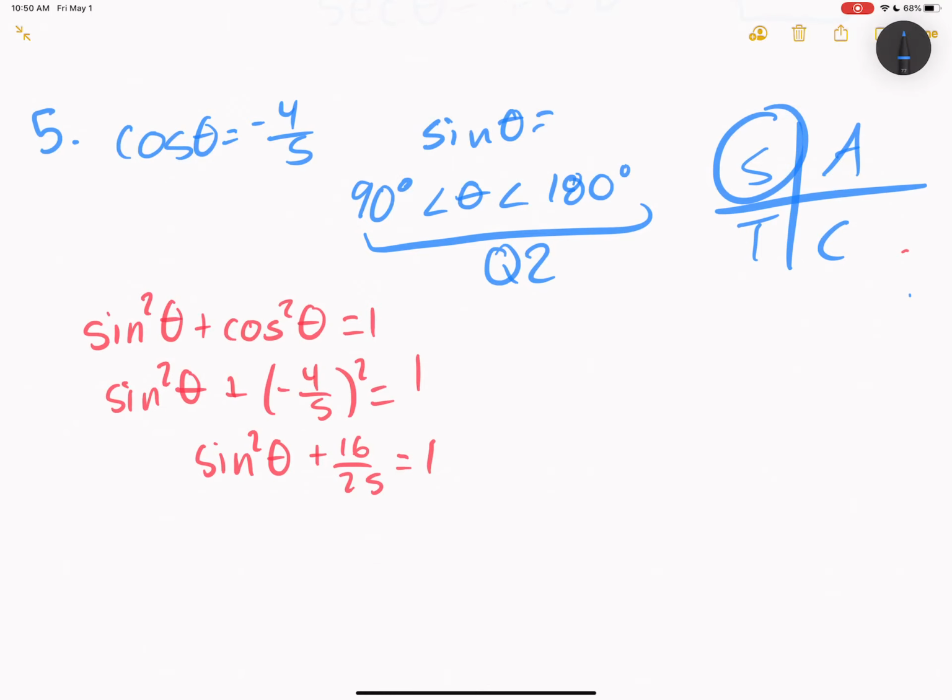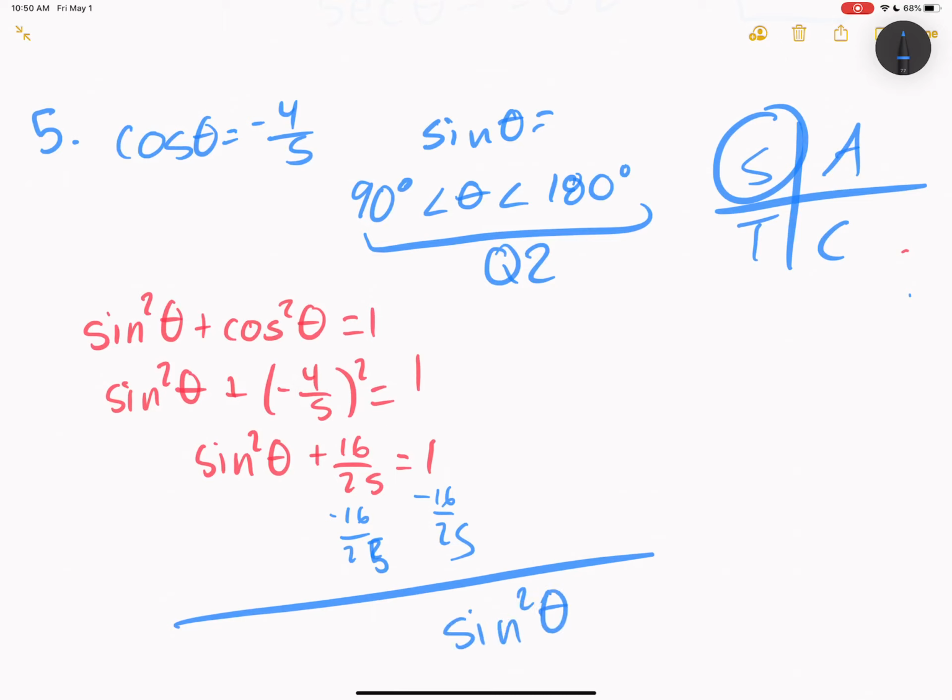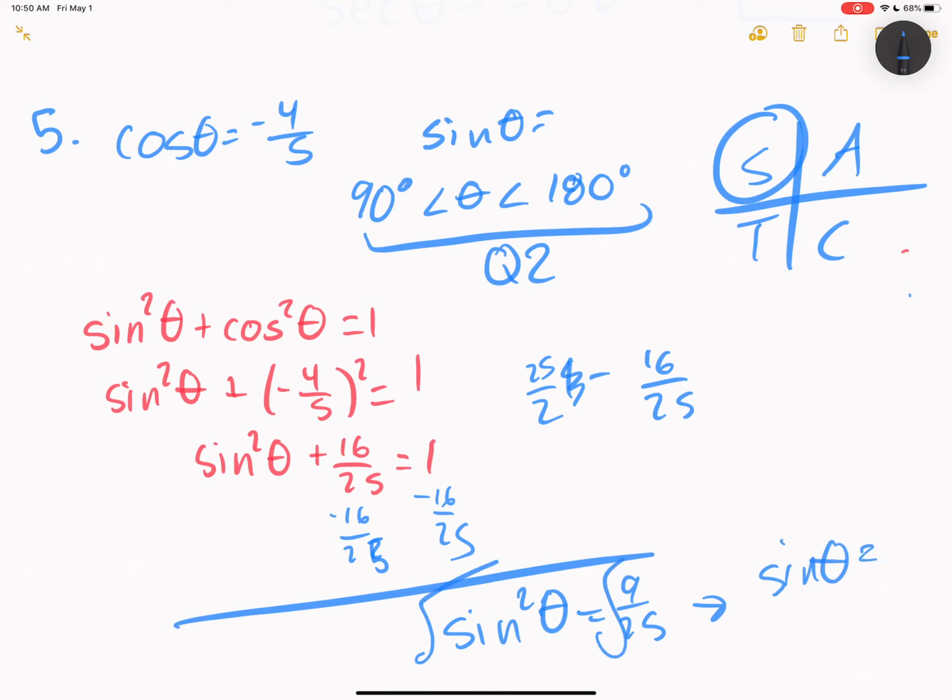Next thing you want to do is subtract 16 over 25 from both sides. So I get sine squared theta is 1 minus 16 over 25, which is essentially 25 over 25 minus 16 over 25, which is 9 over 25. And once I square root, I get 3 over 5, plus or minus. But remember, we're in quadrant 2, and we know sine is positive, so it's positive 3/5.